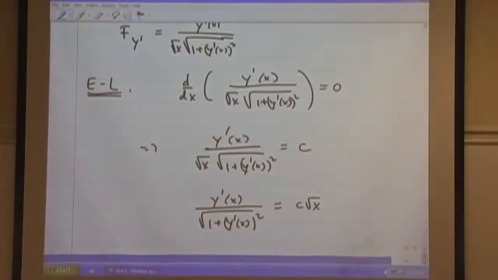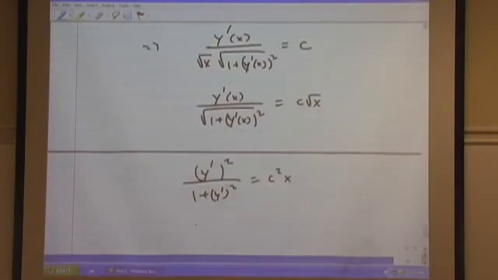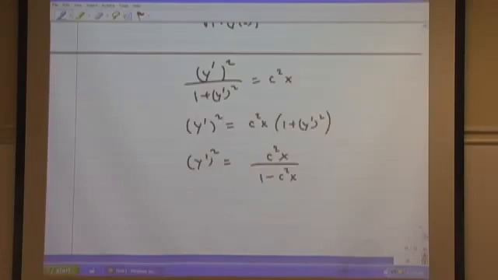So this guy is, you square both sides, c square x, and then you solve for y prime squared, so it's c square x times 1 plus y prime squared, so it's linear in y prime squared, c square over 1 minus c square x, okay.